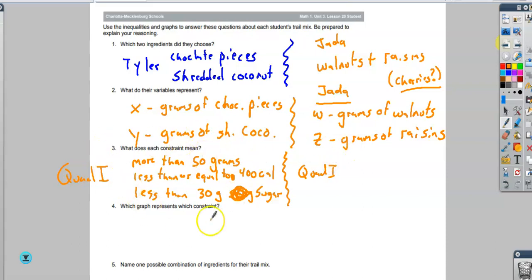So tell me about Jada's constraints. Go back, try that, pause, see if you can get that. Her first equation, greater than 4, came from the protein column. So she wants more than 4 grams of protein.